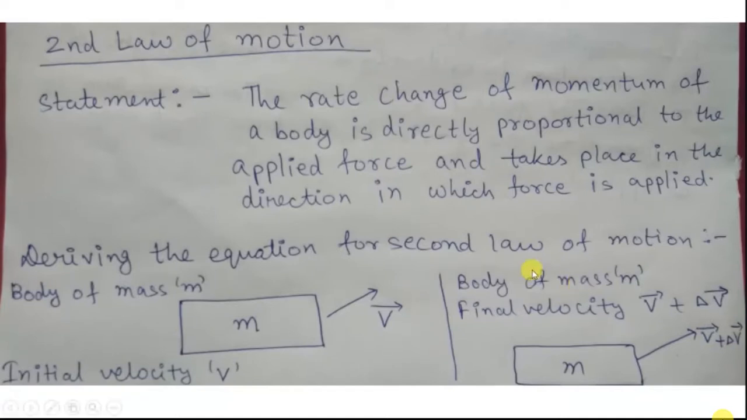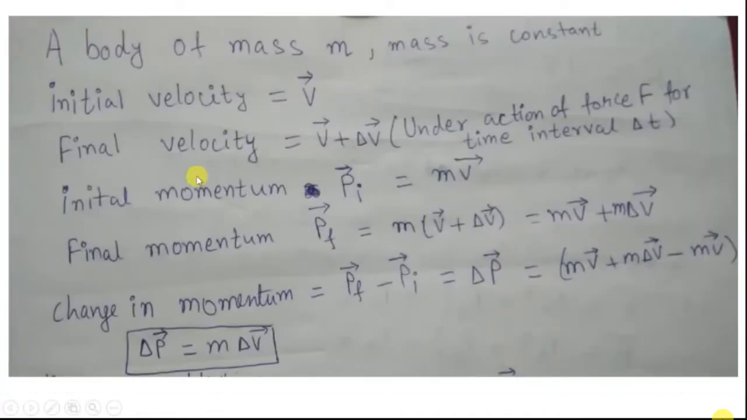Now for deriving the equation for the second law of motion, a body of mass m is considered. Initially, the mass m was moving with velocity v in this direction. Now after application of force F for a time delta t, the final velocity of the mass is v plus delta v. So a body of mass m, where m is constant, moving with initial velocity v has final velocity v plus delta v under the action of a force for a time interval delta t.